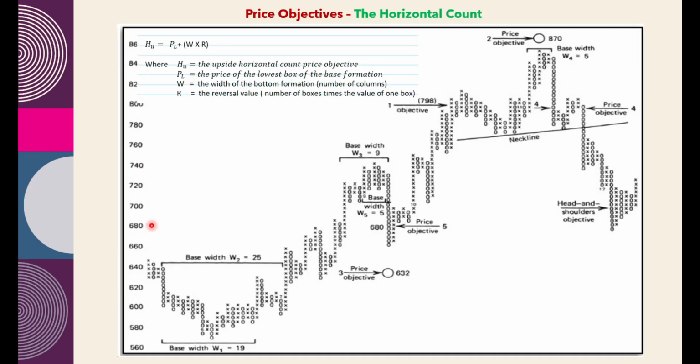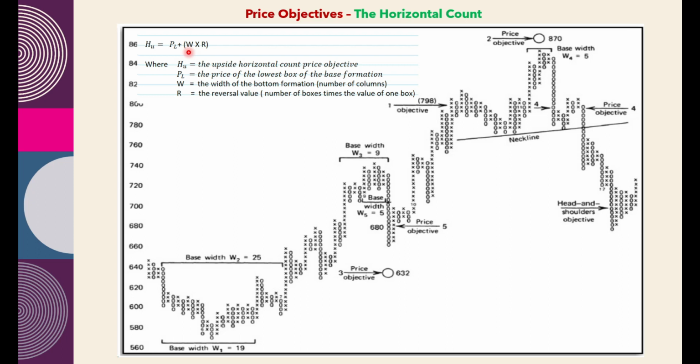Point and figure charting has two unique methods of calculating price objective. The horizontal count, which we are going to discuss right now, and the next one is the vertical count. In the horizontal count, we calculate the price objective or price target similar to bar chart patterns or candlestick chart patterns. We follow the same consolidation, and we follow support and resistance. And here we have a formula. The horizontal target is achieved by using the lowest price, the price of the lowest box of the base formation, plus the width of the bottom formation multiplied by the reversal value.